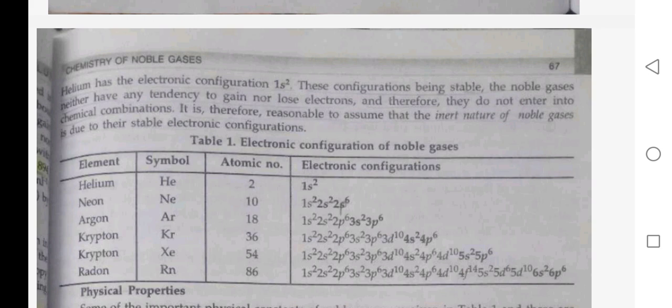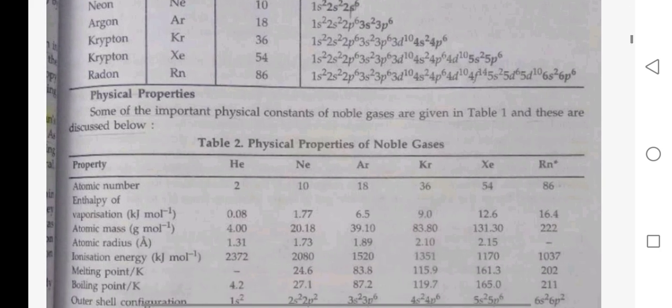Helium has a 1s2 electronic configuration, neon 1s2, 2s2, 2p6, argon 1s2, 2s2, 2p6, 3s2, 3p6, krypton 1s2, 2s2, 2p6, 3s2, 3p6, 3d10, 4s2, 4p6. Xenon has 5s2, 5p6, and radon has 6s2, 6p6.